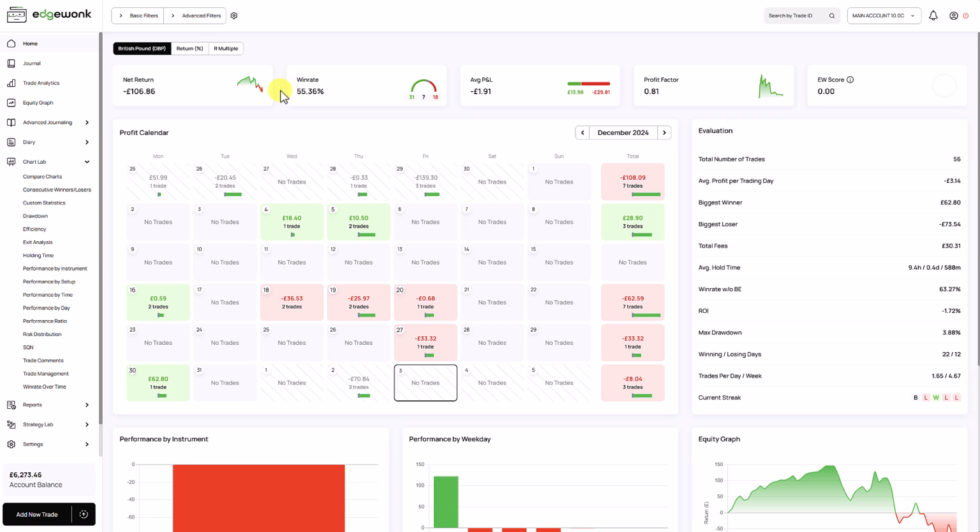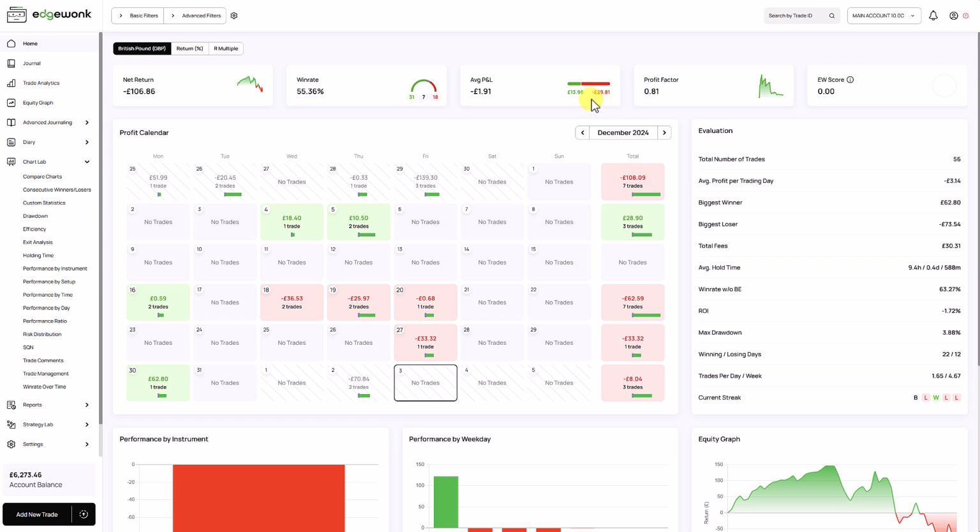is currently in a drawdown. The win rate is around 55%. But the one thing that caught my attention is the average P&L. So what you can see is the average winning trade is around 14 pounds and the average losing trade is around 30 pounds. So he's losing twice as much as what he's making on his winning trades. That's typically not a good sign.